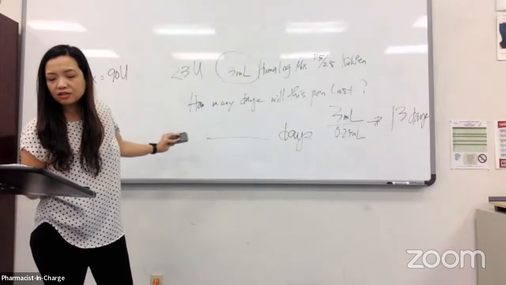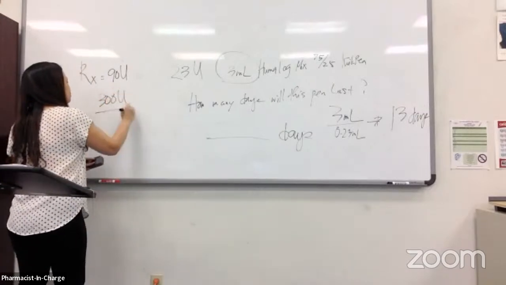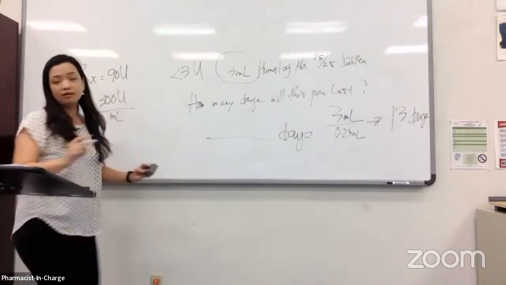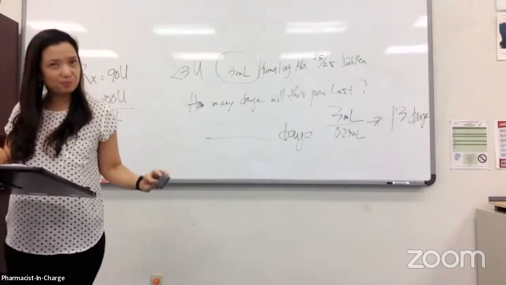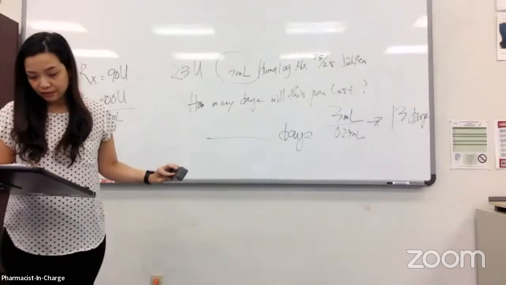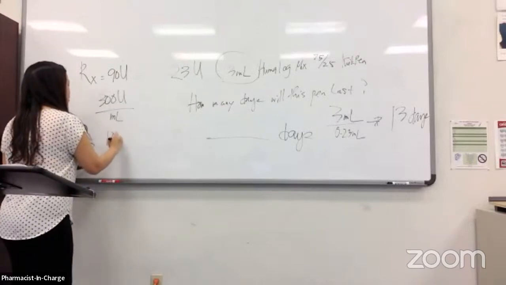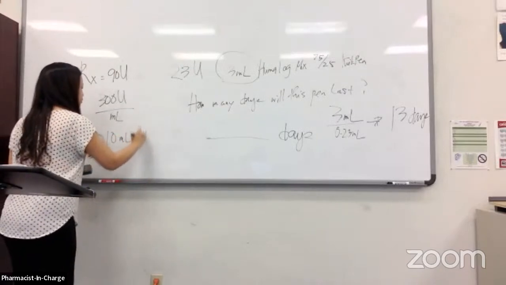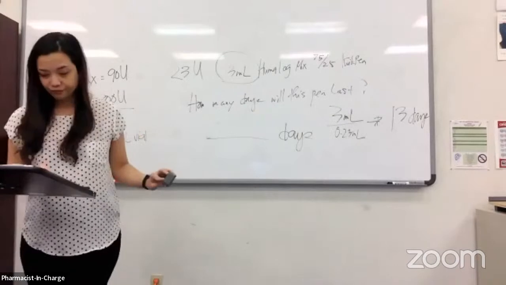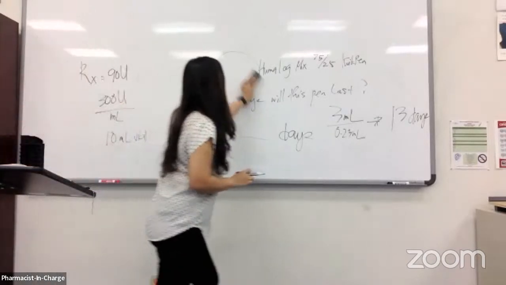The insulin has a concentration of 300 units per ml. So it's not 100 units per ml this time. Okay, there was a given specific to that, and it is available in 10 ml vials. The question is how many vials.